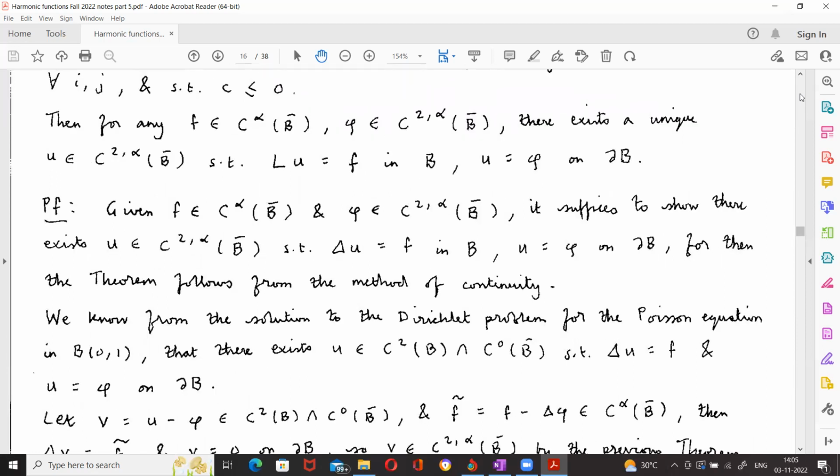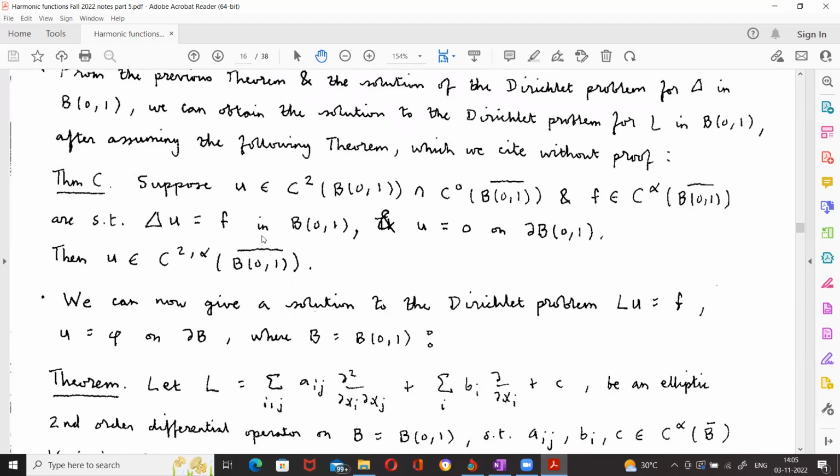is that if we have a solution to the inhomogeneous equation, Laplacian u equal to f in the ball, where f is Holder on the closed ball and u equal to 0 on the boundary, then u is C2 alpha on the closed ball, right? So we needed this theorem, which we stated without proof.